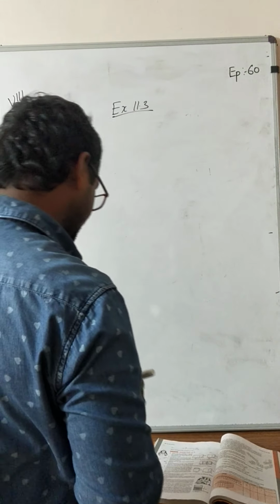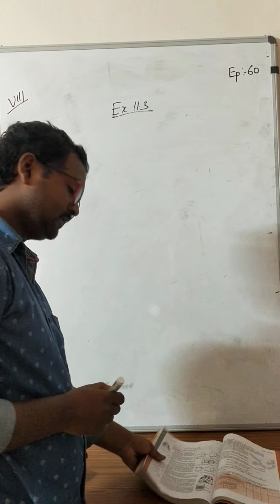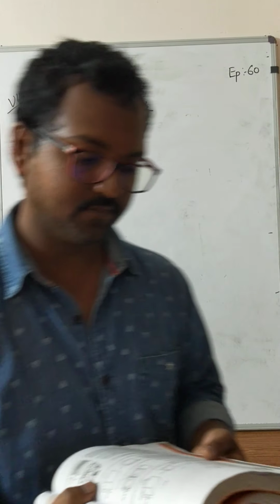Now look at the second question. A suitcase with measures 80 centimeter, 48 centimeter and 24 centimeter is to be covered with a tarpaulin cloth. How many meters of tarpaulin of width 96 centimeter is required to cover 100 such suitcases?